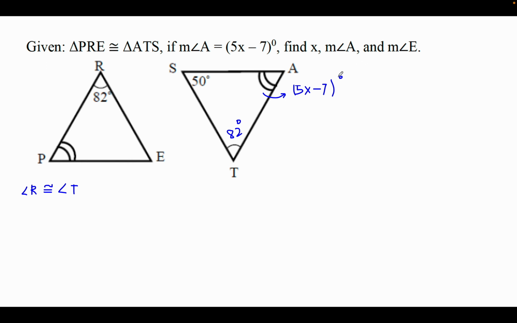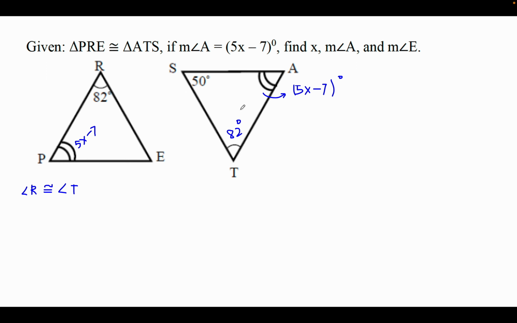So, meron na tayong tatlo, di ba? Okay? So, meron na tayo ditong tatlo. That means eto, 5x minus 7 rin to. Similar sila, kasi observe the markings here. Angle A is congruent to angle P. So, eto lang yung may tatlong given.